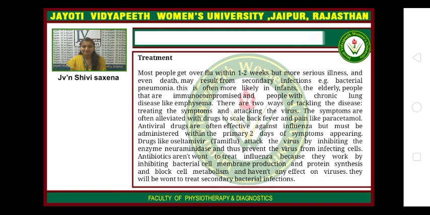Drugs like Tamiflu attack the virus by inhibiting an enzyme, neuraminidase, and thus prevent the virus from infecting cells. Antibiotics are not used to treat influenza because they work by inhibiting bacterial cell wall production and protein synthesis and block cell metabolism, and have no effect on viruses. They can be used to treat secondary bacterial infection.